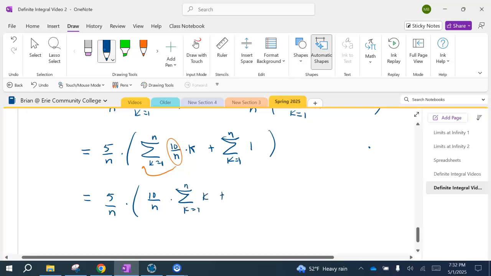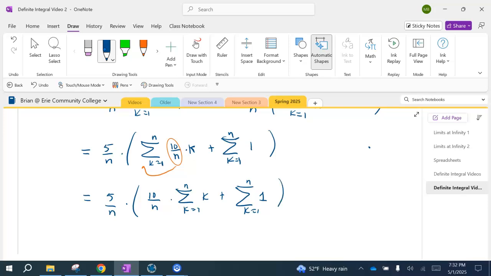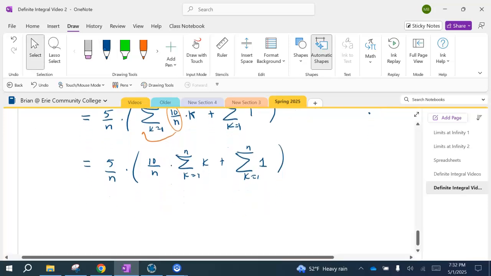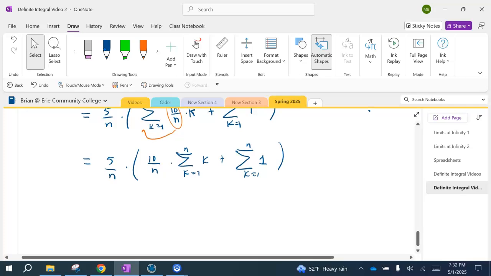We know a formula for that, plus the sum from k equals 1 to n of the constant function 1, which is going to just add up n 1s, and that's going to turn into n. Now what we're going to do, we're not taking any limit yet, we're just going to substitute in what we know. From our showing up above, this is equal to n.